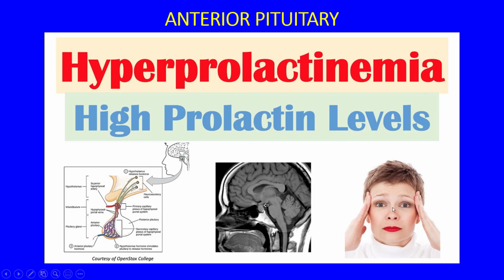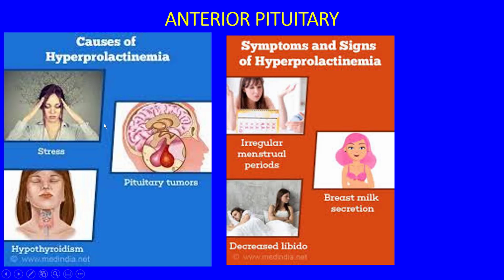Here's the individual who has a headache. Here's the individual who suffers hyperprolactinemia. And you can see in here, where the regular system is producing the prolactin, they've actually done an MRI here, and you can see this larger mass here. Okay? So the causes of hyperprolactinemia: stress, pituitary tumors are most common. Hypothyroidism can occur. Some of the signs of hyperprolactinemia are breast milk secretion, decreased libido, and irregular menstrual periods.